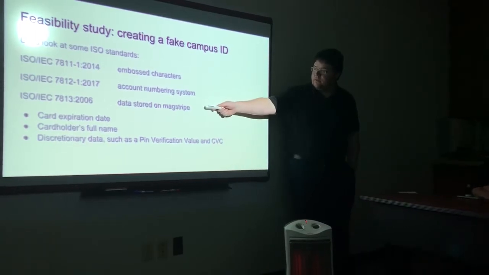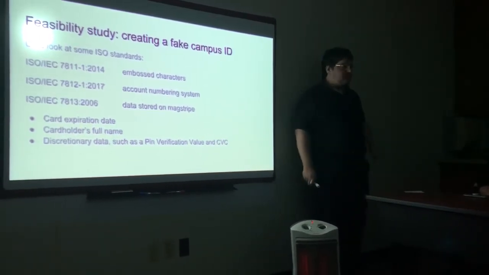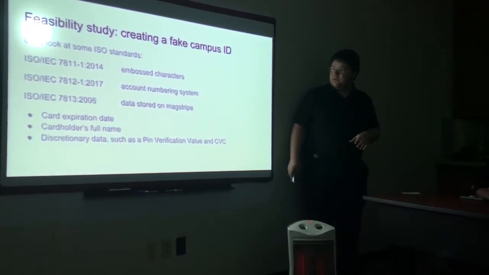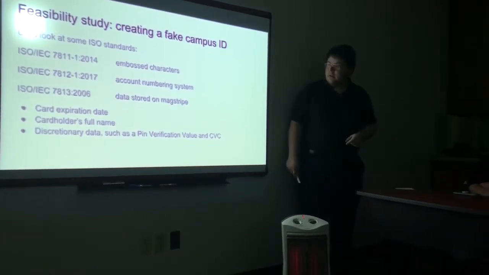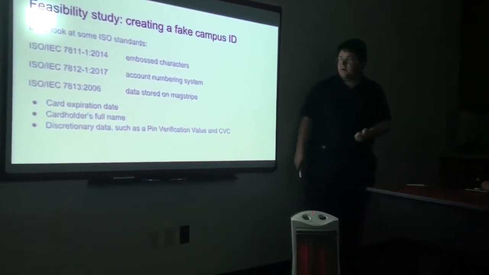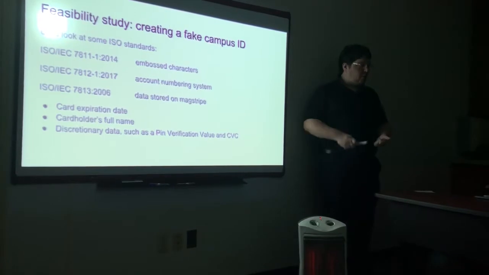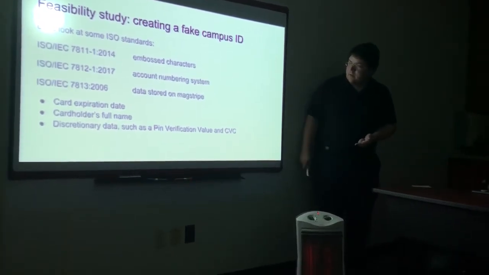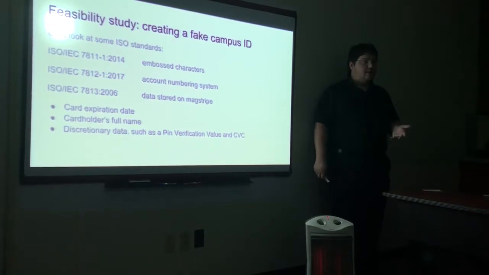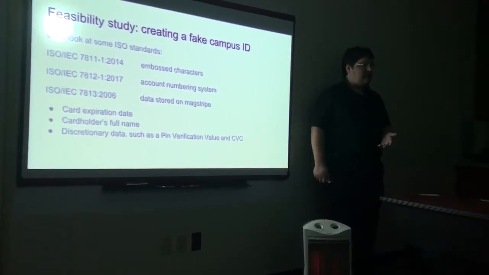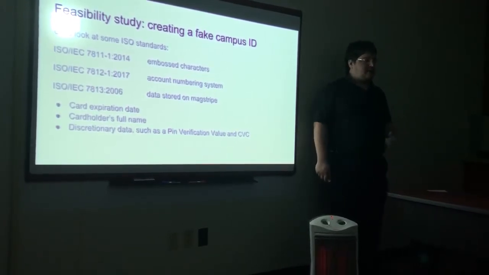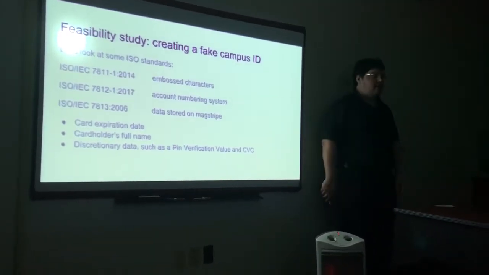And the third standard is for the actual data you're supposed to put on the mag stripe. The idea here is your credit card isn't just your credit card number. It's your expiration date, so you have to go and get a new credit card every once in a while. Something like your whole name, and stuff like a PIN. For example, if we had a PIN on our university ID card that we had to type in, that would be a little bit more secure because my PIN would be different than, say, your PIN.